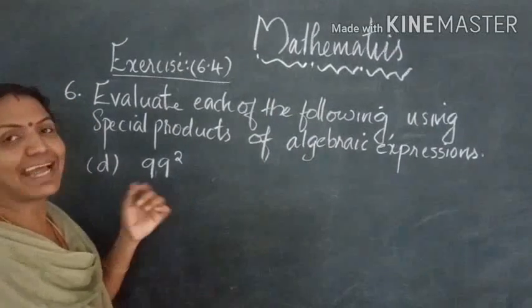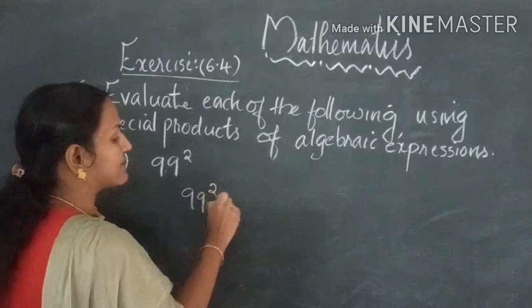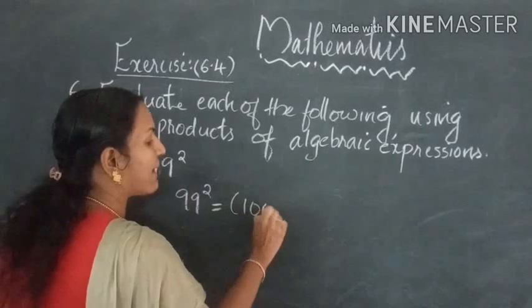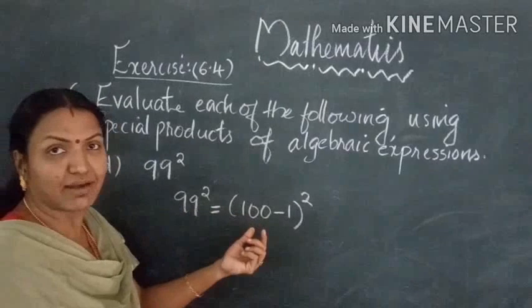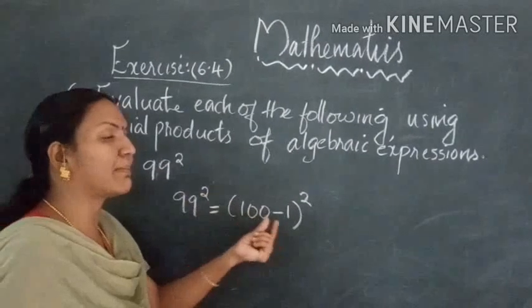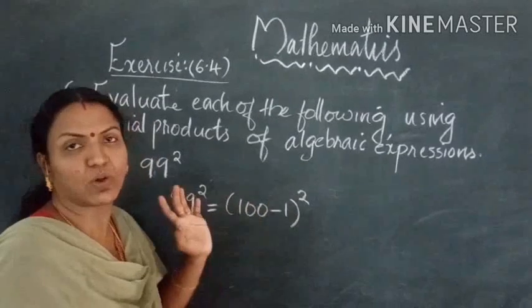Option D, 99 square. So 99 square can be written as 100 minus 1 the whole square. This is of the form a minus b the whole square.